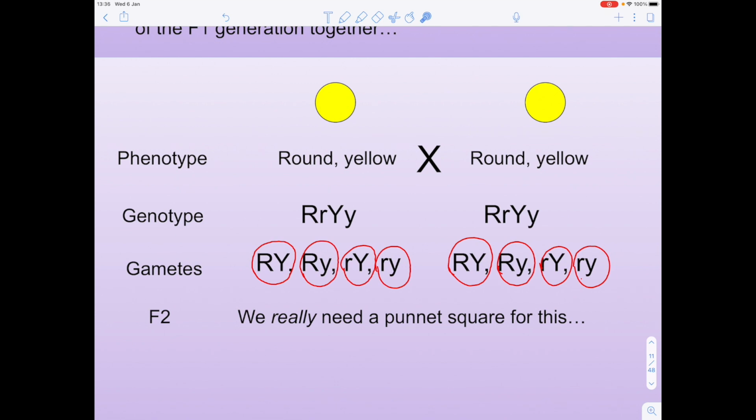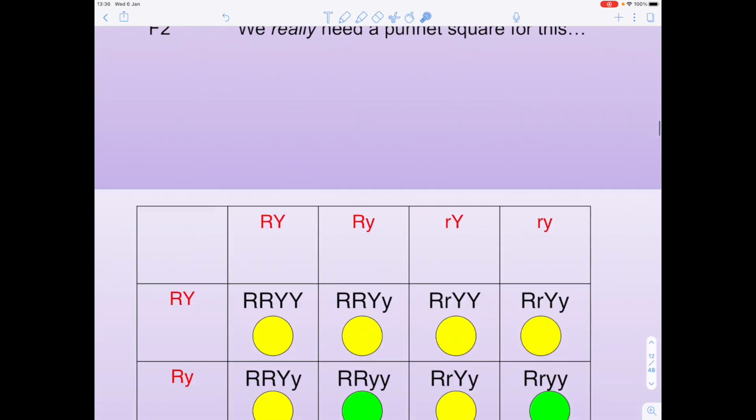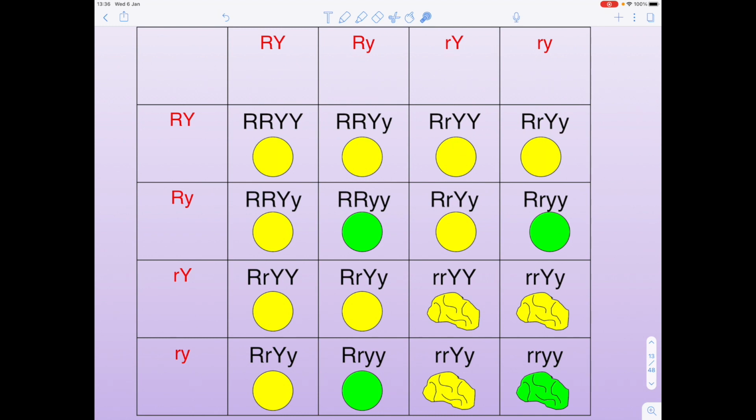These alleles can rearrange themselves in any way, so that's why we've got capital R, capital Y here, capital R, lowercase y here, lowercase r, capital Y here, lowercase r, lowercase y here. And that's the same for both seeds. And so when we do our cross, we need a giant Punnett square for this, which we've got here, and handily we've been shown what that phenotype would be.